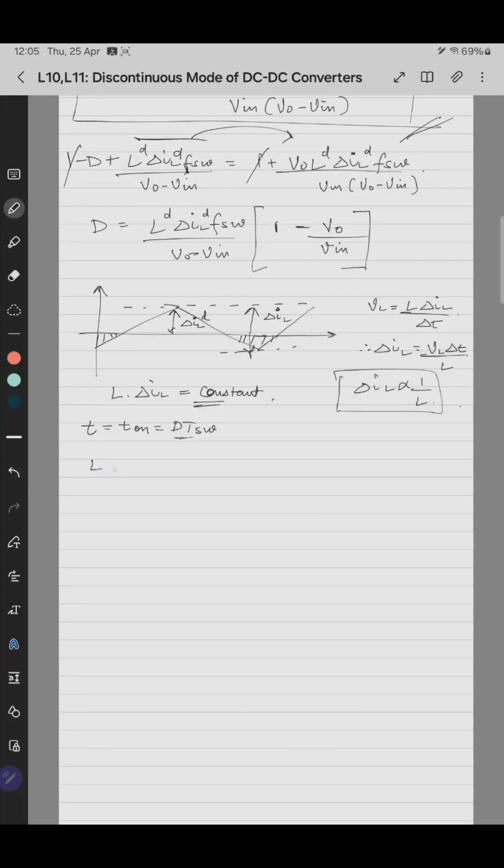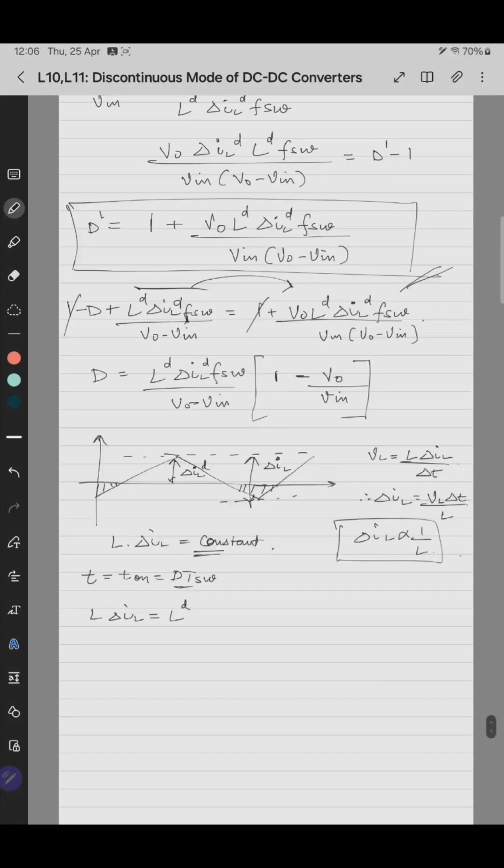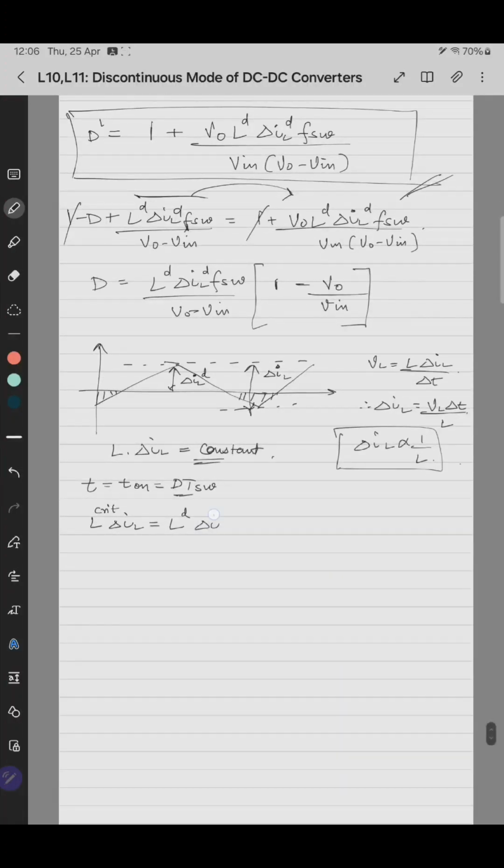So L continuous into delta I_L continuous is what? L_D into delta I_L of D. Or instead of writing this, we'll write this in terms of criticality. So the first case we'll assume it as the critical conduction mode. So here it is, L critical into delta I_L is L_D into delta I_L of D. So what you will get? Now delta I_L of D is what? L critical delta I_L by L_D. L_D is the inductance at which the converter is operating in the DCM mode.